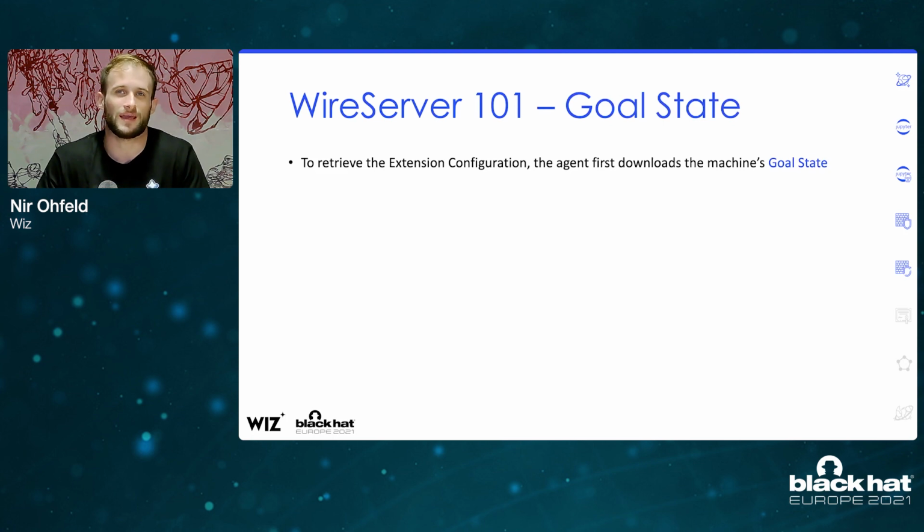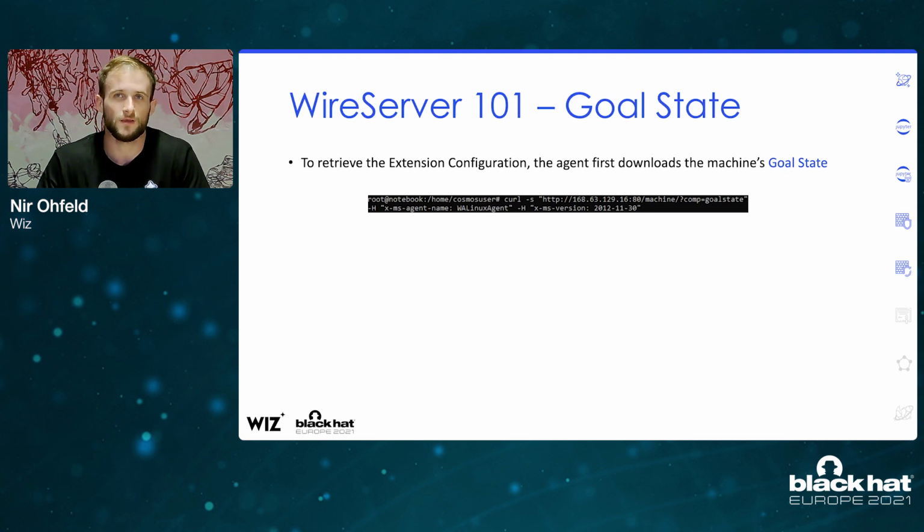The first thing the agent needs to do before fetching any configurations, let alone the extension configuration, is to download the machine's goal state. The goal state is, among other things, a phone book of endpoints responsible for different kinds of information. It contains a list of endpoints that the agent needs to contact to fetch different configuration settings. Note that you can download any Azure Virtual Machine goal state by executing the following curl command. Using this command, you can retrieve all the configuration endpoints specific to your virtual machine.